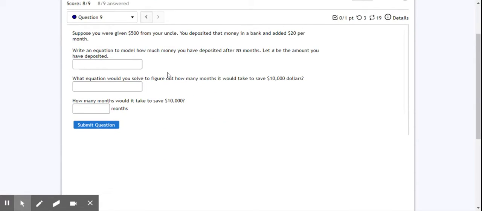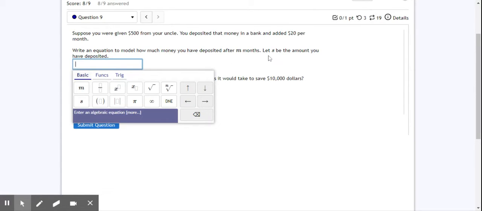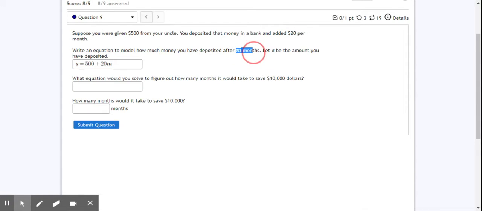Suppose you're given $500 from your uncle. You put that money in a bank and add $20 per month. What would the equation look like? Notice this says let S be how much you've deposited. So your savings is equal to your $500, then you're adding $20 per month.